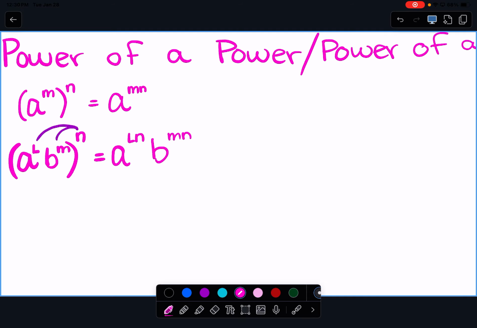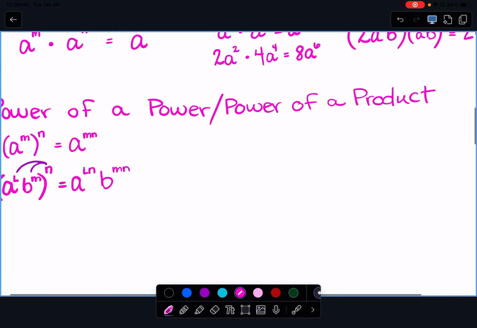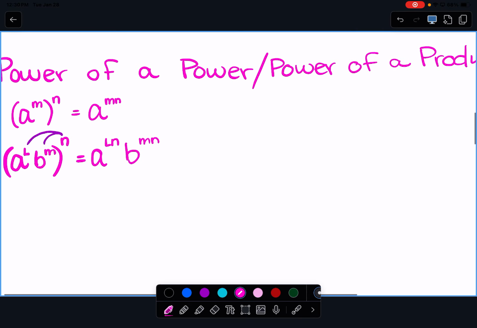Now, for our examples, let's start with just a basic one. Let's do a to the 5th to the 3rd power. If I raise a power to a power, I need to multiply, so it'll be a to the 15th. All right, now let's do 2x squared.